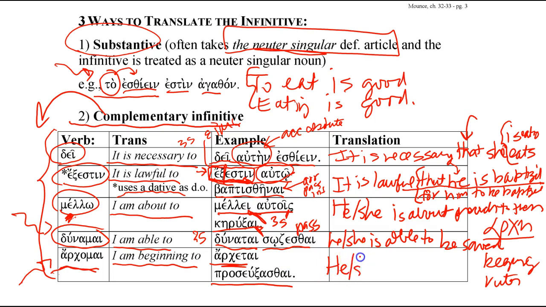He, she is beginning to pray. And because proseuchomai is a deponent verb, that's why it's in the middle voice, but it has an active translation. So he, she is beginning to pray.